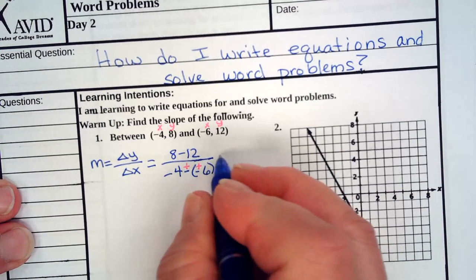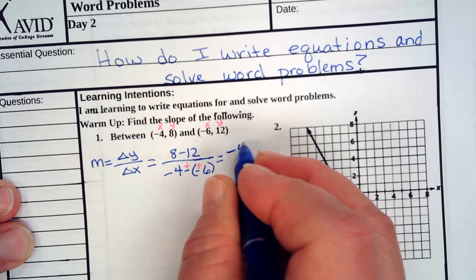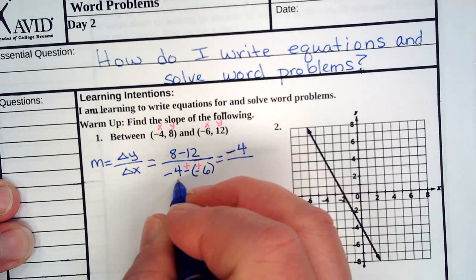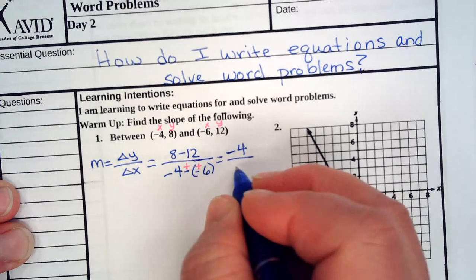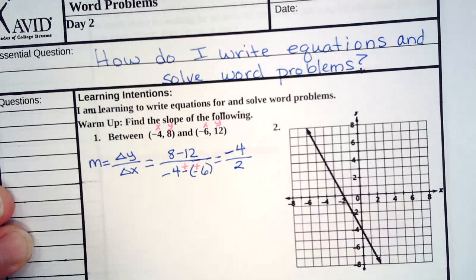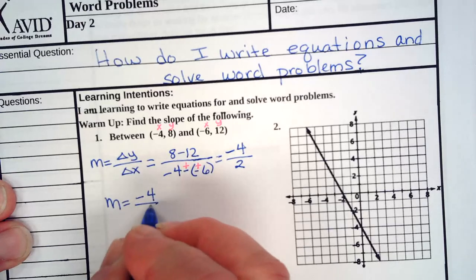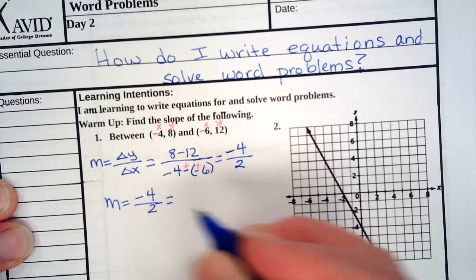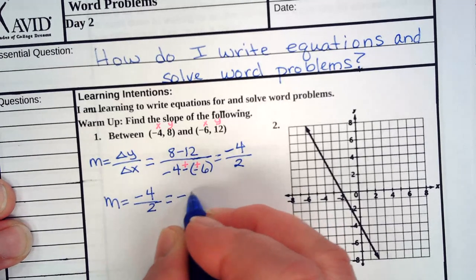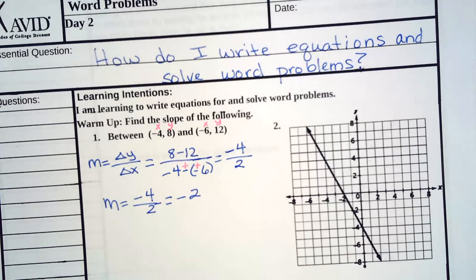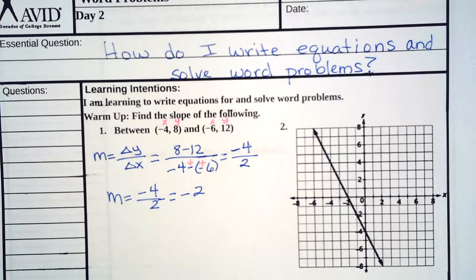8 minus 12 is -4. -4 plus 6 is +2. So my slope is -4 over +2. -4 divided by +2 is -2, and that would be my slope. Now, what about writing the equation? What would I do? Well, this is what you would have to do.